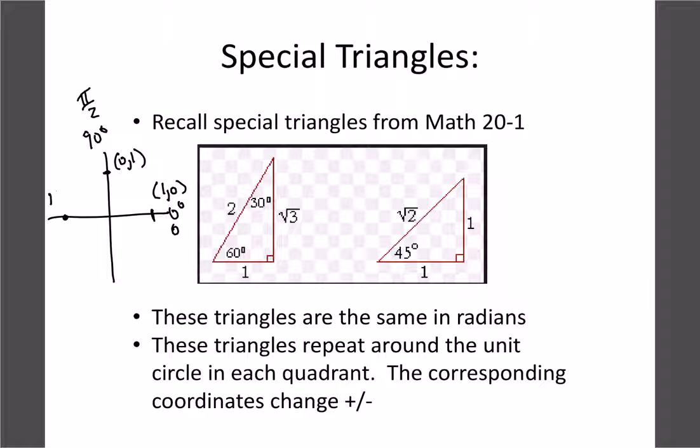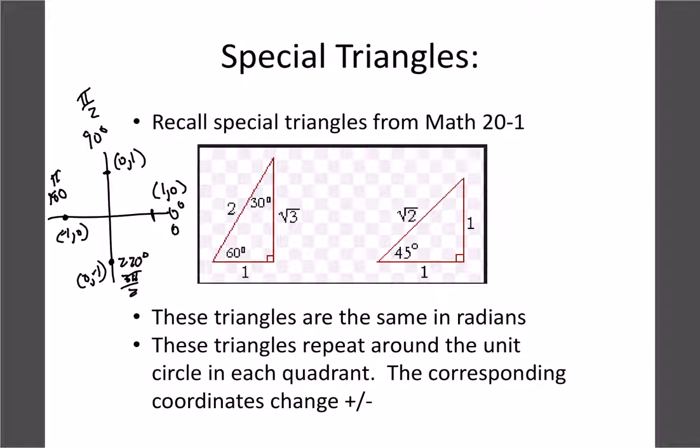And if we keep going, 180 or pi, we'd have negative 1, 0, and our 270 degrees or 3 pi by 2, we'd be at 0, negative 1. And then when we get back to 0 again, which would be 360 or 2 pi, it just keeps repeating. So our four main x and y axis locations, the coordinates are just going to be 1 and 0 in various locations, and then positive or negative. So the rest of our unit circle now are angles in between.